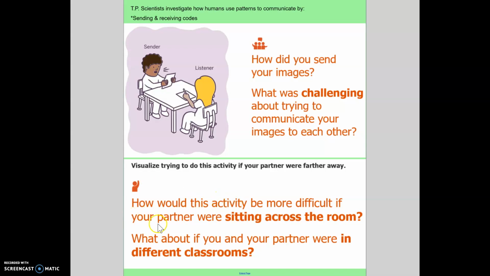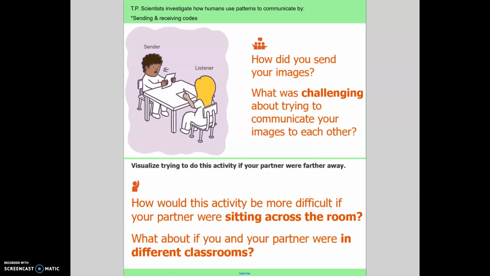This would be even more difficult if they were sitting across the room. I would have to yell my descriptions over there. And if we were in different classrooms, forget it. I don't think we could even do that. Maybe we could call the different classroom on the classroom phone. That's the only thing I can think of. So in later lessons, we're actually going to learn how to code things so that we can send these messages over long distances without having to yell or call someone.